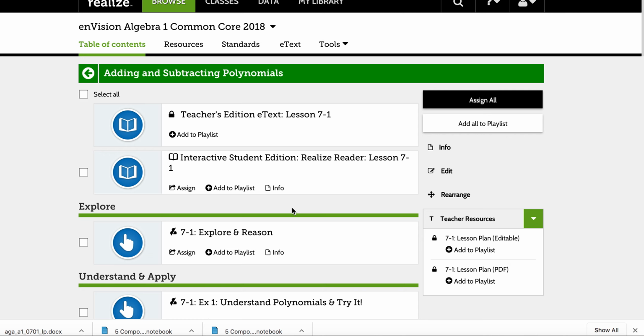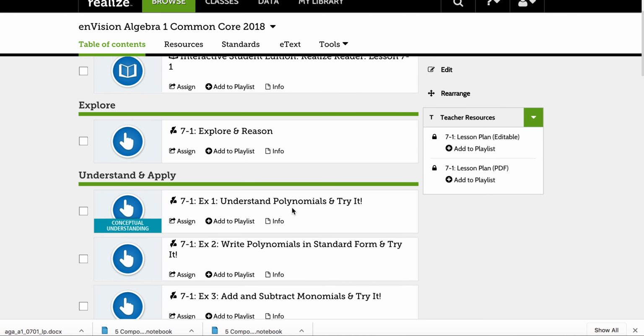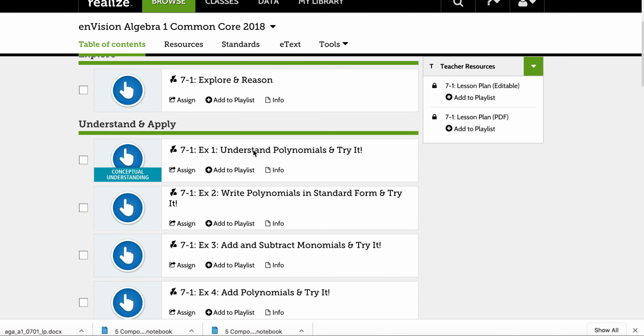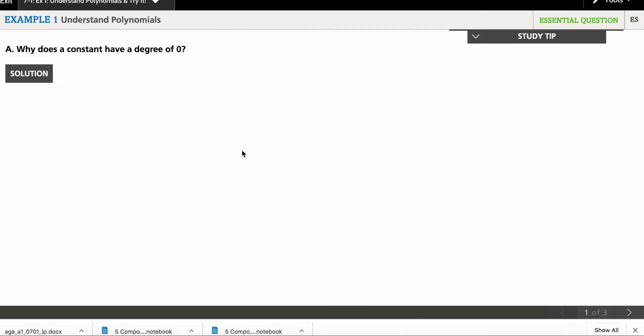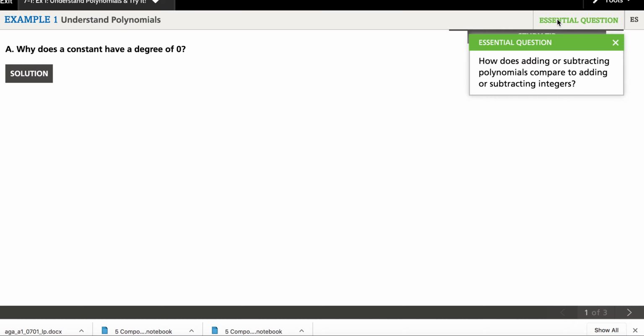As I said, we're going to share this lesson in two parts since it's a long lesson. So today is going to be part 1 of the lesson, and tomorrow I'll post the second video of the lesson. Now, the essential question of this lesson will be: how does adding or subtracting polynomials compare to adding or subtracting integers?